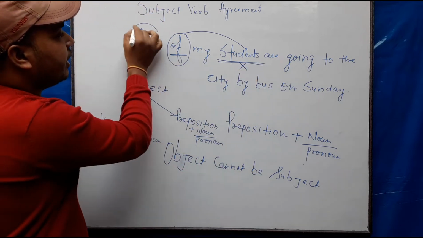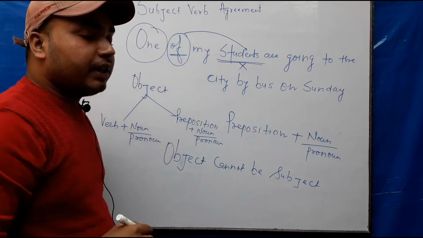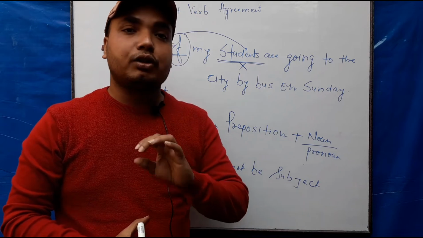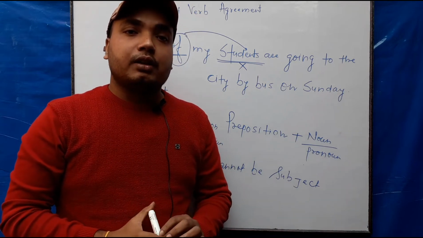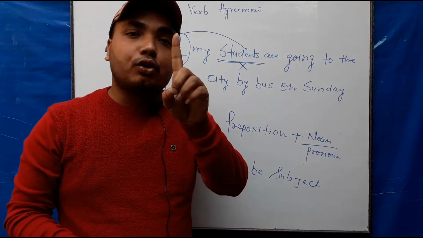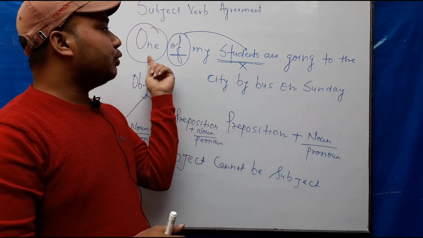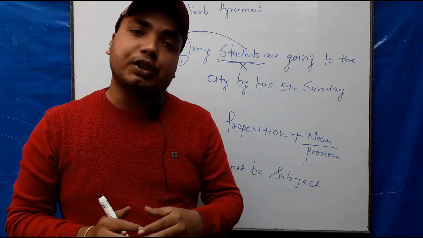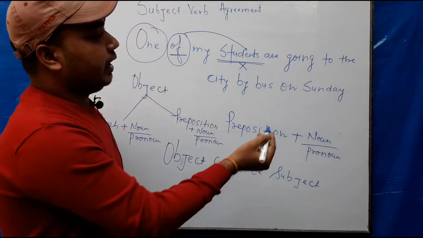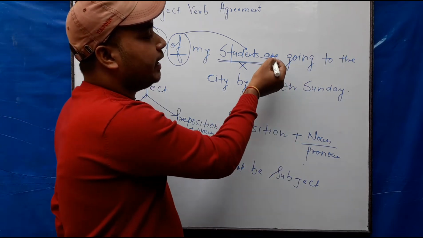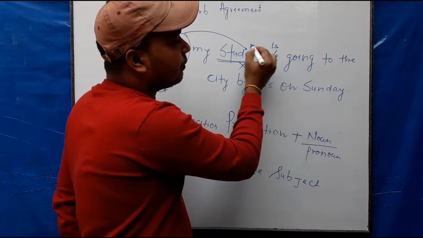So now here it is "one". Friends, I have already discussed this thing about singular or plural. Here is written "one". One means you are talking about only one. It means it's singular. So if your subject is singular, you have to put a singular verb. Here I have written "are", so we have to write "is" in place of "are".